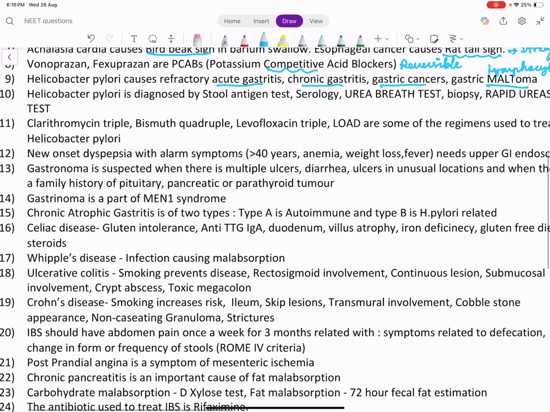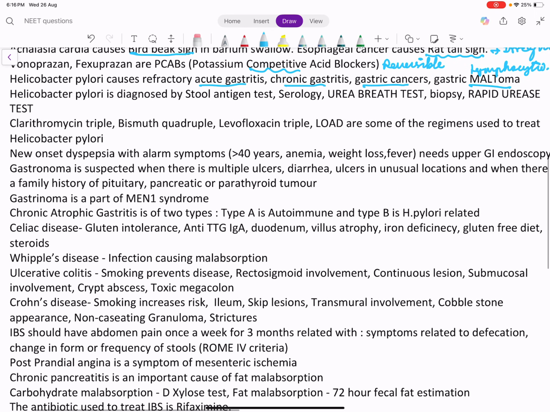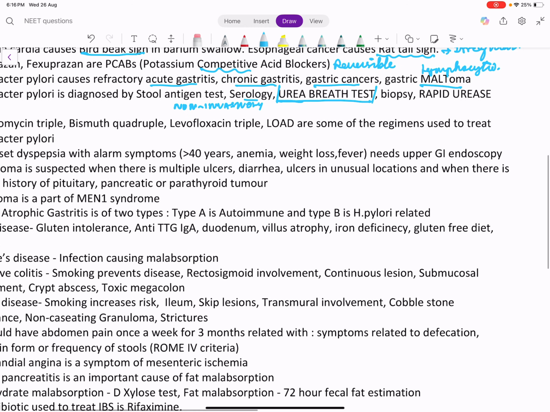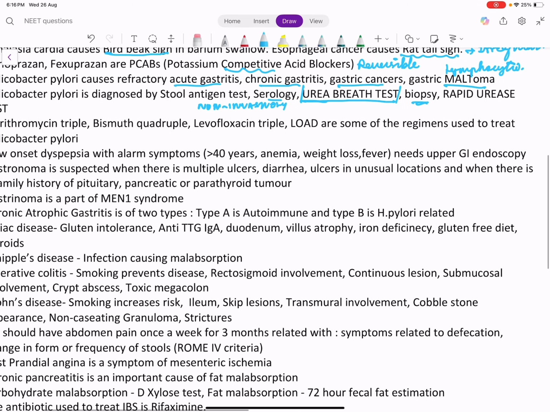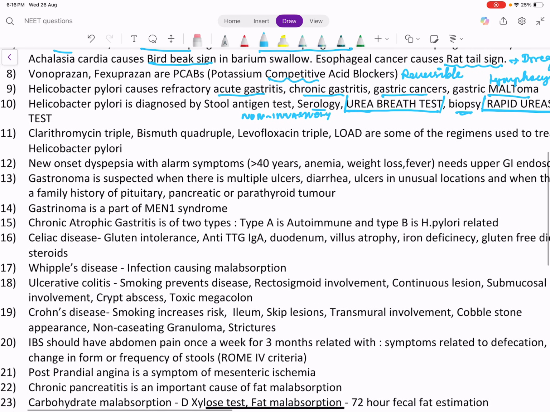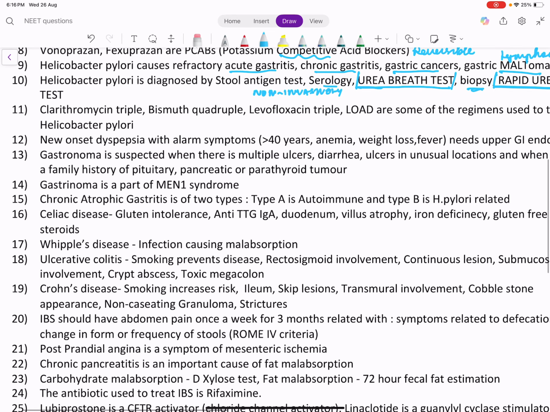H. pylori can be diagnosed non-invasively or invasively. Non-invasively is by doing a stool antigen test, serology, or urea breath test. Urea breath test is a sensitive and specific test, non-invasively. We can do a biopsy, and endoscopically we can also do a rapid urease test. So this rapid urease test and urea breath test are sensitive and specific tests.